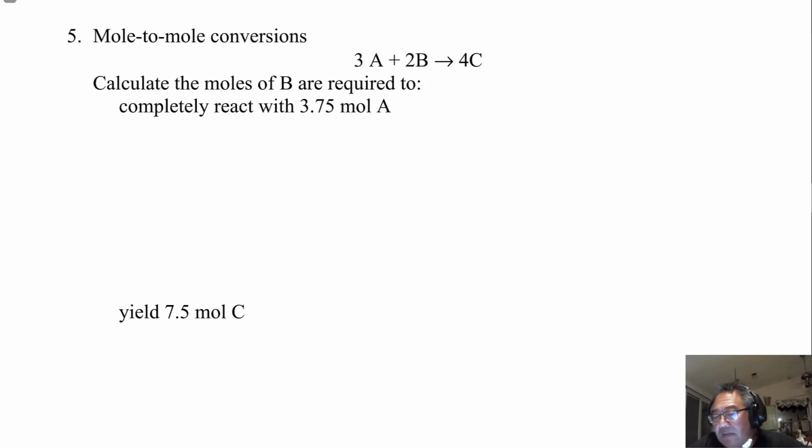So for every problem in this chapter, in the middle of the problem or the whole problem itself would involve something called a mole-to-mole conversion. So I try to simplify it as much as possible. I wrote it as 3A plus 2B make 4C. I just made up some numbers. But here's the thing I wanted to point out to you.